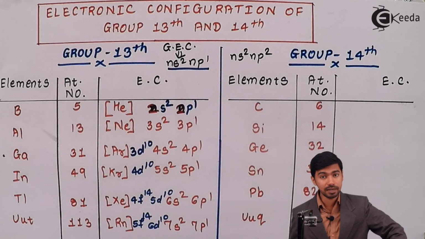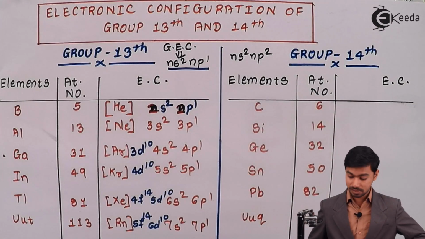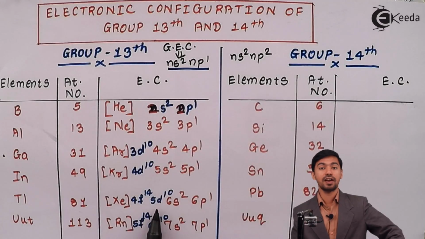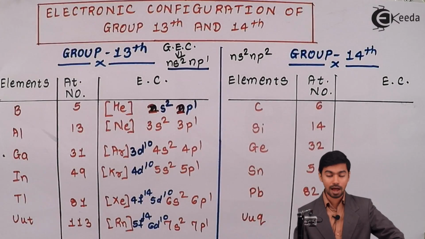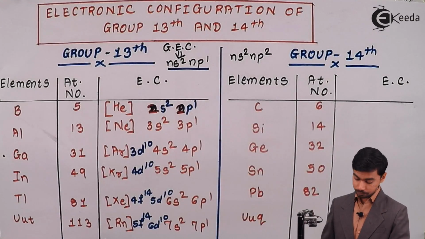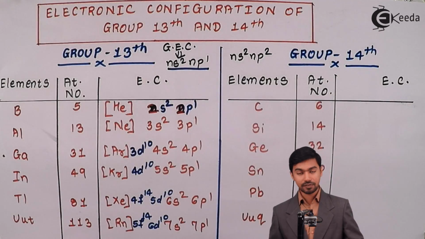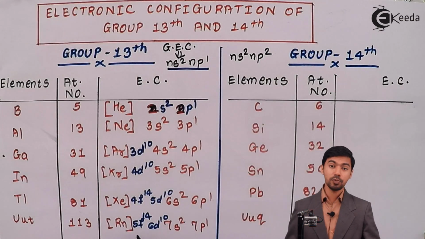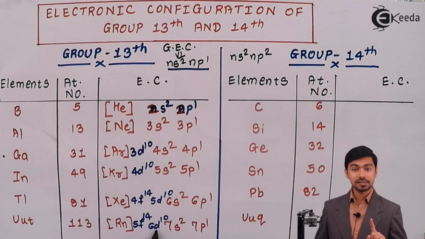So how many are remaining now? There are 24 electrons remaining. Those 24 electrons are coming from this 4f14 and 5d10. Along with this, we can fulfill all the electronic configuration. The same thing is also happening with ununtrium. In the case of ununtrium, the atomic number is 113, in which radon is giving 86 electrons, 7s is giving 2 electrons, 7p is giving 1 electron, and in between 24 electrons are given by this 5f14 and 6d10.